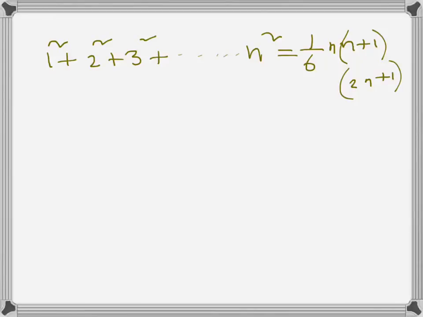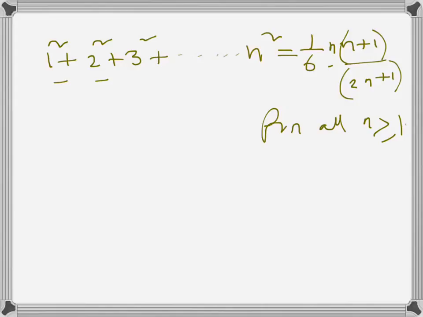We have to prove this relationship using mathematical induction: 1 square plus 2 square plus 3 square up to n square is equal to 1 over 6 times n times n plus 1 times 2n plus 1, for all n greater than or equal to 1. So the first number is n equal to 1.